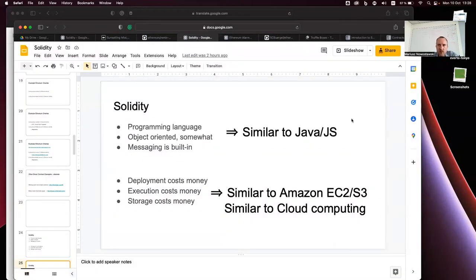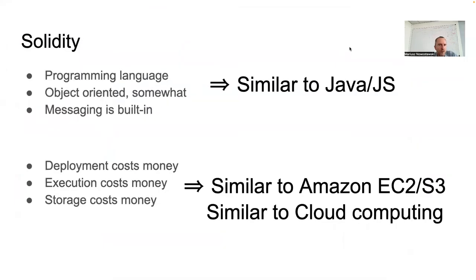So what is Solidity? Solidity is a programming language, of course. It's object-oriented a little bit. It's contract-oriented. Like, we don't create classes, we create a contract. And then it has messaging built in, so you can issue messages and you can receive and emit messages. And all those things are very similar to JavaScript. It is actually inspired by and based on the JavaScript syntax. So the syntax is very JavaScript-ish. And it is a typed language. So unlike JavaScript, it has strict typing inside the language.